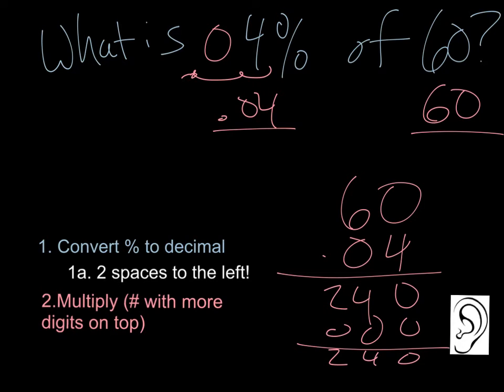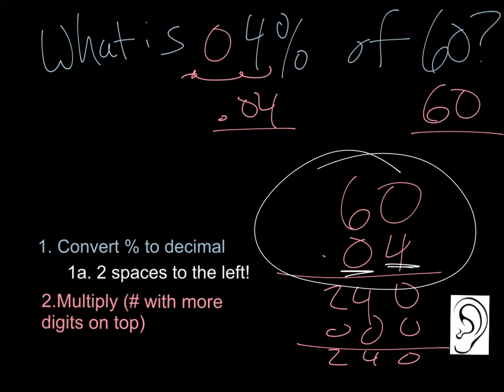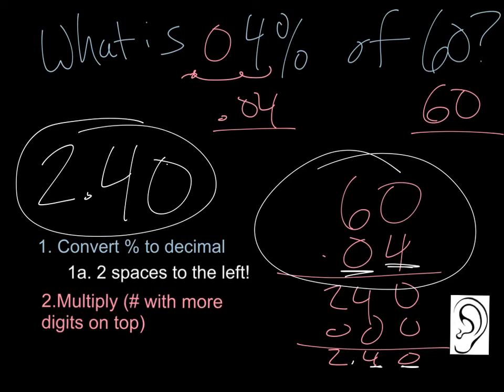But it's not 240. I need to figure out exactly where my decimal goes. I had 1 number, 2 numbers after the decimal point in my entire problem. Therefore, 1 number, 2 numbers after my decimal point in my answer. My final answer is 2.40, or just 2.4. But if we get that, that's 4% of 60. So just multiplying, moving decimals, and just finding where the decimal goes in the answer. And that is our review for where we're coming.